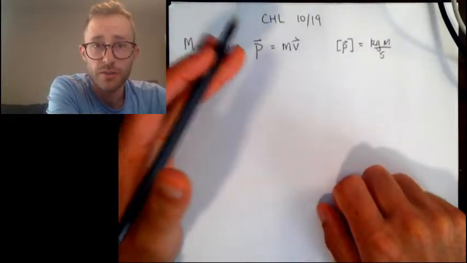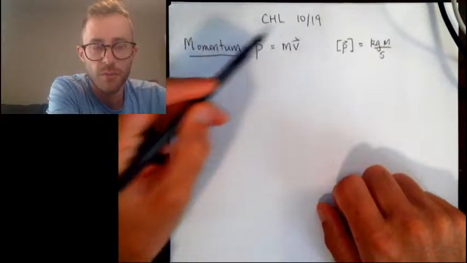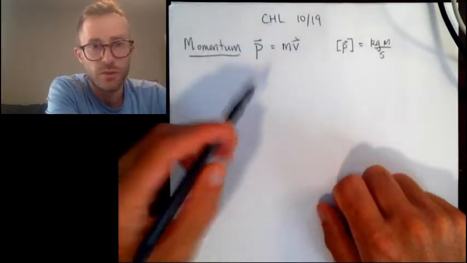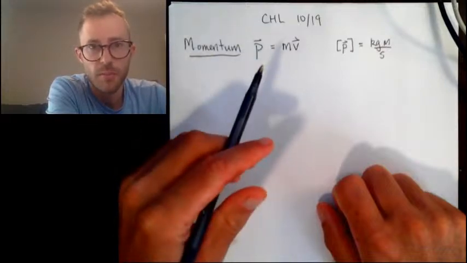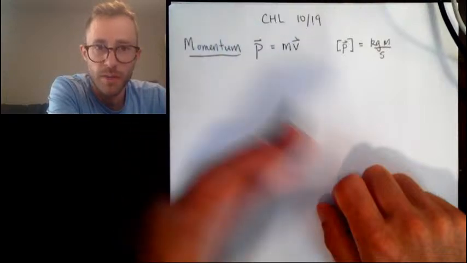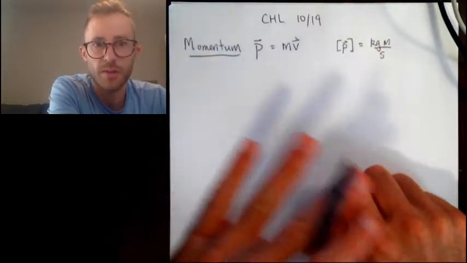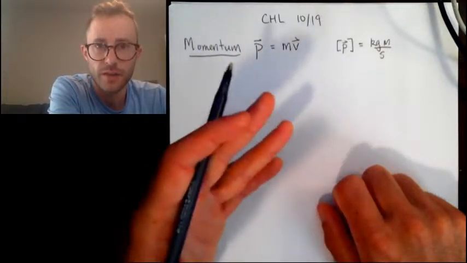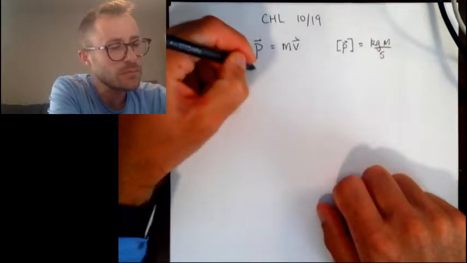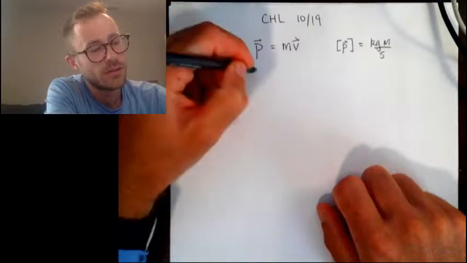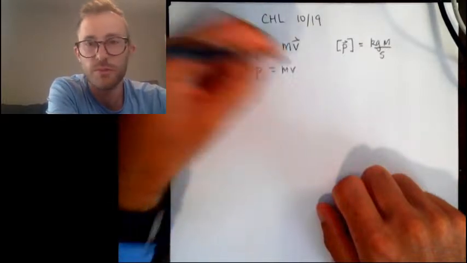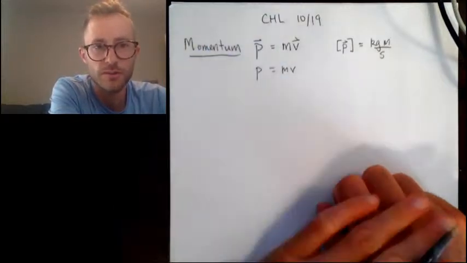Another thing I wanted to say is that this is the general form of momentum in 3 dimensions or 2 dimensions. We have to use vectors. But if we have something that's just moving in 1 dimension, which is going to kind of be the topic of today's lesson, then you don't really need to use vectors. You can just say p equals m times v without the vector arrows. Okay?